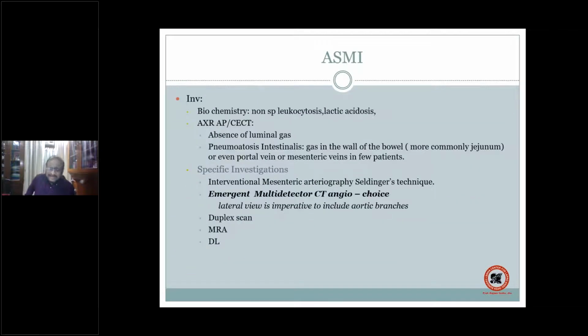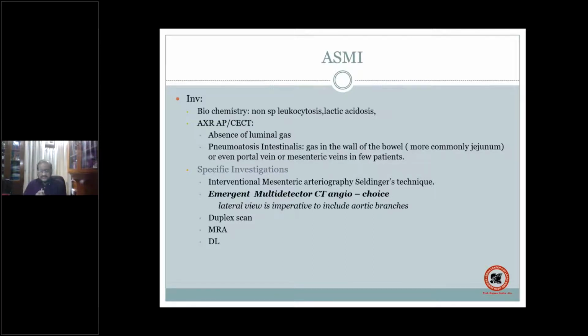Now, coming to the investigations, there's hardly anything in the biochemistry to tell you that you're having a thrombosis or embolization. Just non-specific leukocytosis could be there. You could have lactic acidosis, or other non-specific electrolyte abnormality. Nothing specific. Even a plain skiagram of the abdomen, if it is showing absence of luminal gas or just features of distension, becomes non-specific.